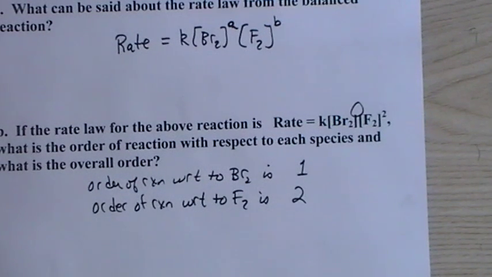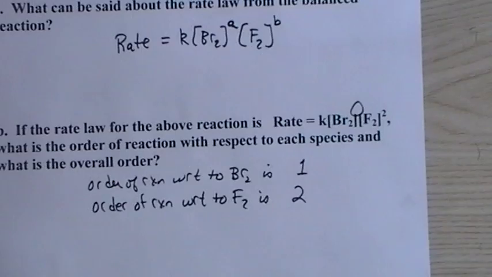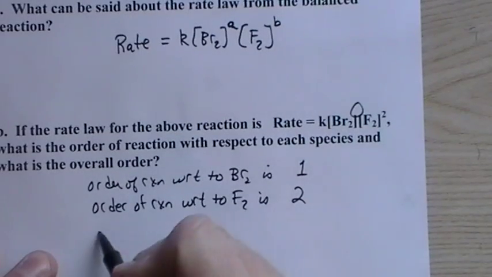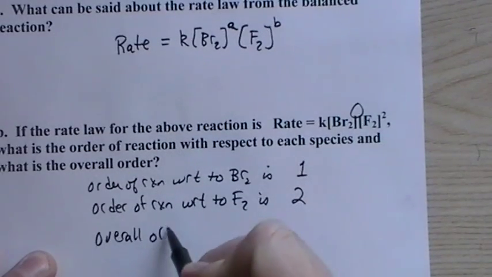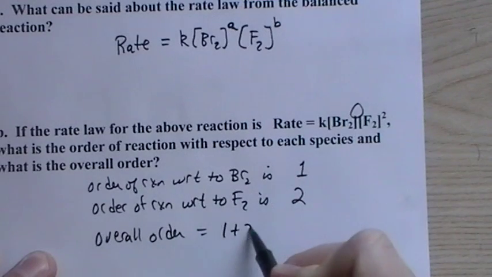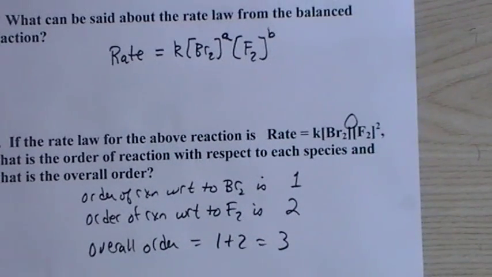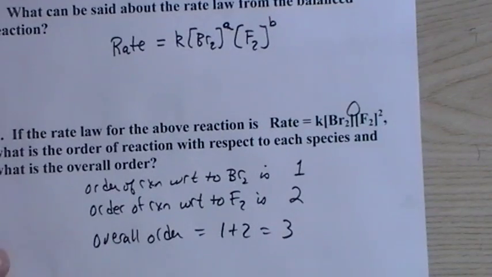Getting the order of reactions, students still get it wrong. If I ask for the order of reaction with respect to a species, look at its exponent in the rate law. That's what it is. Done. The overall order equals 1 plus 2. Just add them up. Don't multiply them, don't divide them, don't do anything else, add them up. So it's 3. And that's all there is to it.